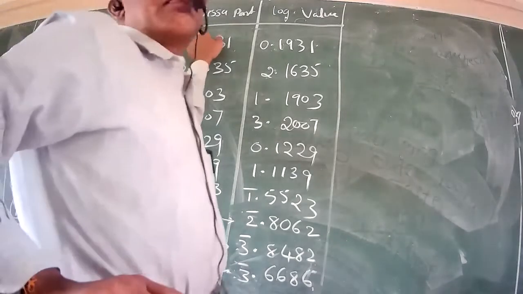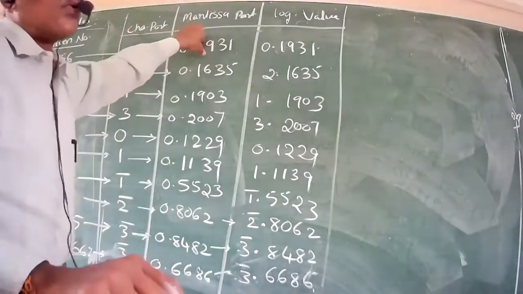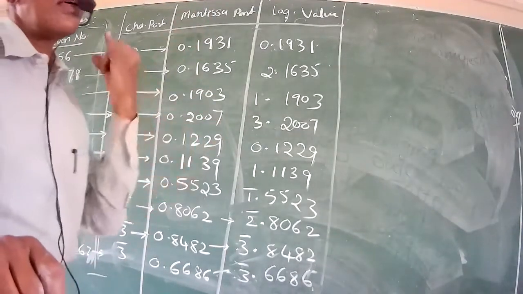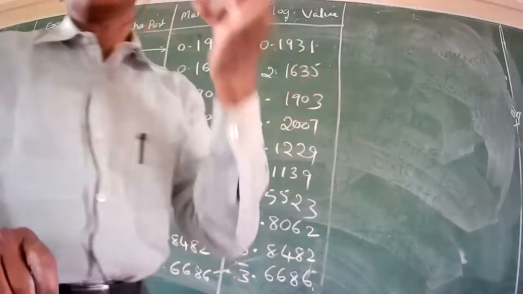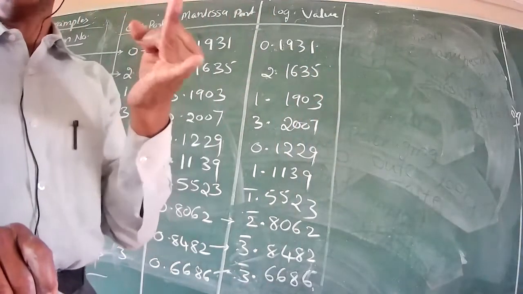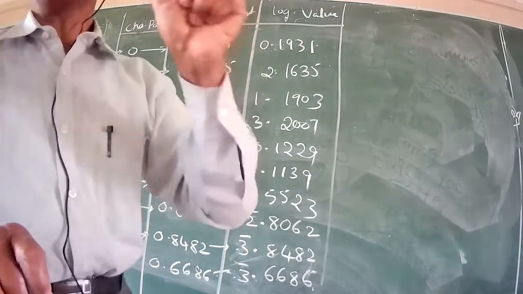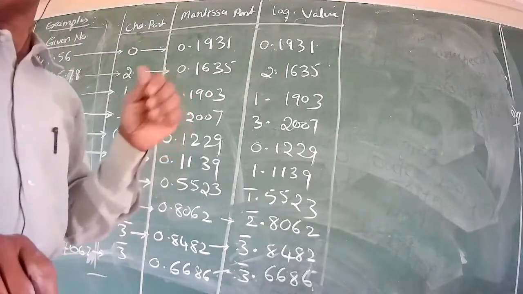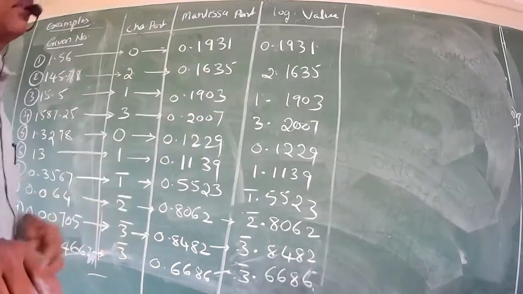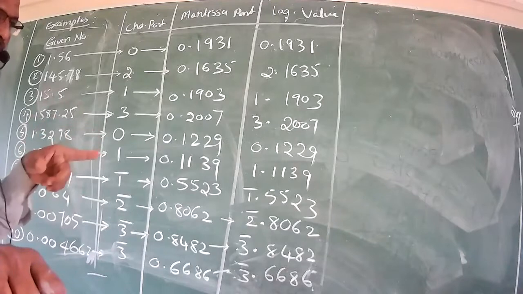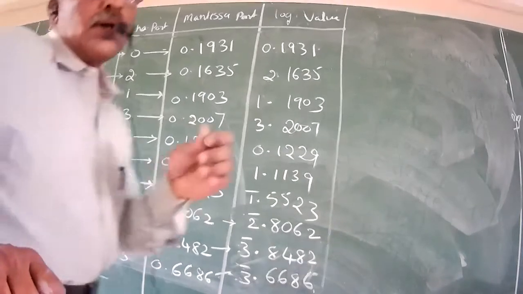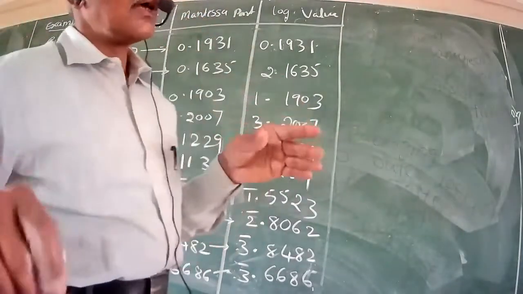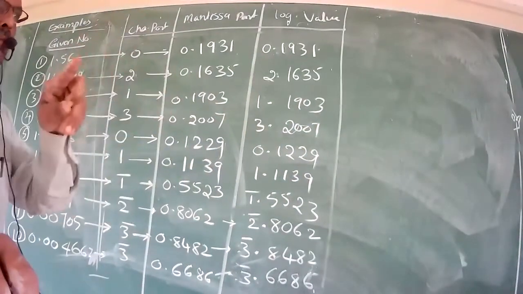As I explained in the previous period, to have a logarithm value, each number has two parts. One is the characteristic part and the second is the mantissa part. The characteristic part is found by visual observation, and the mantissa part is found by using the logarithm table. Normally you find the logarithm table at the end of the book, where the logarithm and anti-logarithm tables are there.